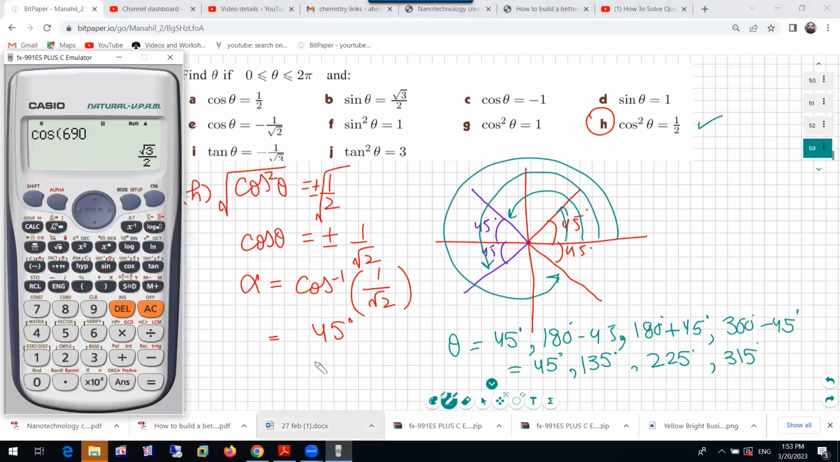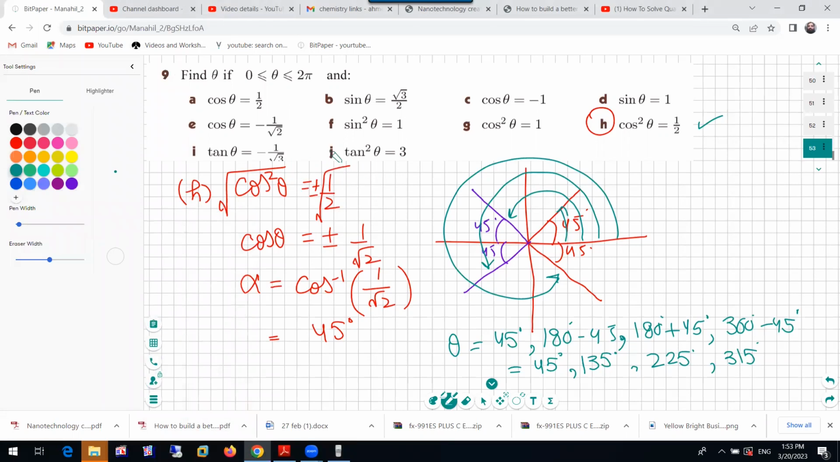Let's see. It's actually cos. First one is 45, then square as well. It gives you 1 over 2, right? Let's change the angle. Second angle is 135. Same answer. Change it now, 225. Same answer, right? And for 315, it should give the same answer, 1 over 2. All right, so our answers are correct.